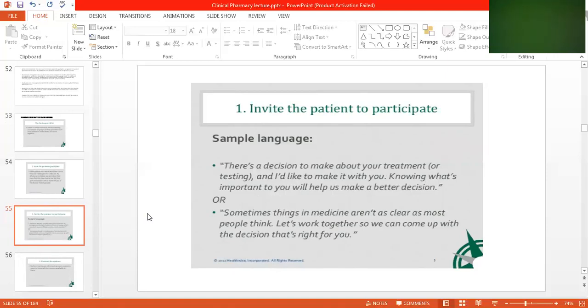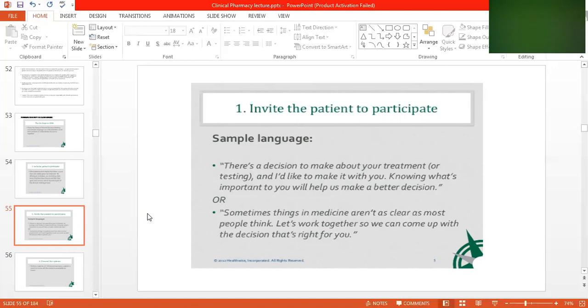Sample language: there is a decision to make about your treatment or testing, and I would like to make it with you. Means to the patient, you just talk with the patient, there is a decision to make about your treatment or testing. We are going to test our treatment on you. Are you agreed? And I'd like to make it with you. Knowing what's important to you will help us make better decisions. Means if you understand our treatment and you feel this is better for you, then it's easy for us to take a decision.